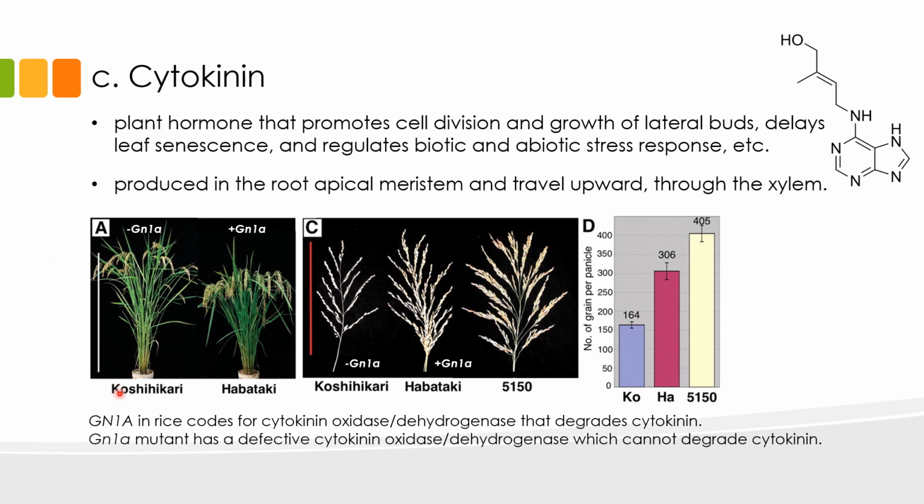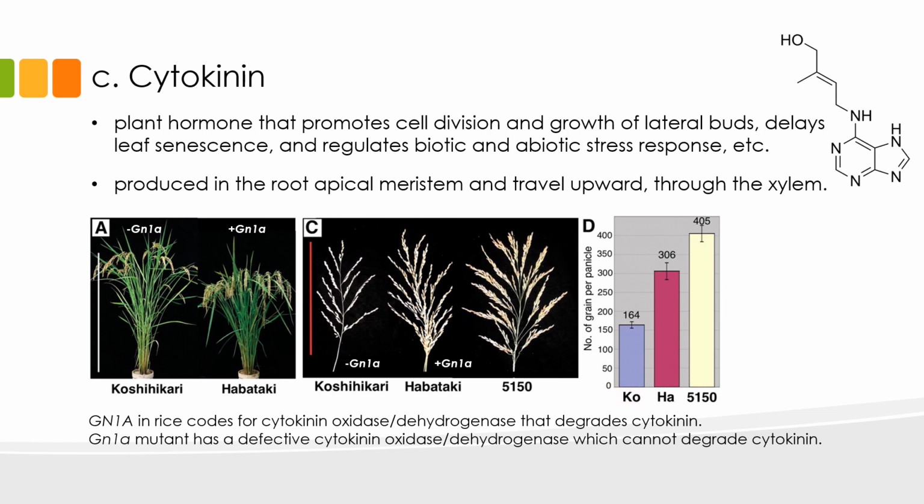In this panel, we have the rice cultivars koshikari and habataki. These two cultivars differ significantly in terms of yield, as you can see in this panel here. This is the panicle of koshikari, and this is the panicle of habataki. If we look at this graph, we can clearly see that habataki produces almost twice the yield of koshikari. Habataki here is abbreviated as HA, and koshikari is abbreviated as KO.